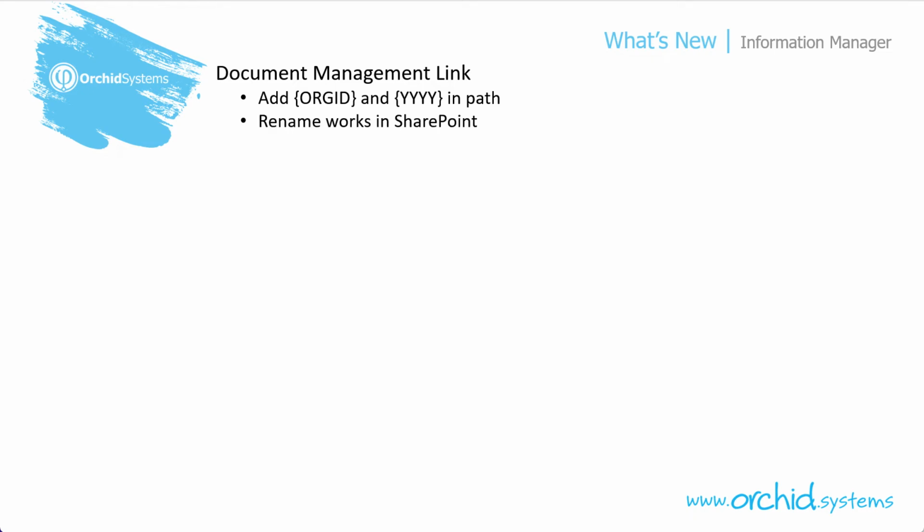And what's new in Information Manager? In Document Management Link, we have added the variables org-id and YYYY for the system date year, and these can be included in your path. So this means you can do configurations in one company and import and export into another company without changing the hard-coded organization ID. The rename now works in SharePoint. So you've always been able to rename a file when you're using your network folders, but now the same rename works in SharePoint.